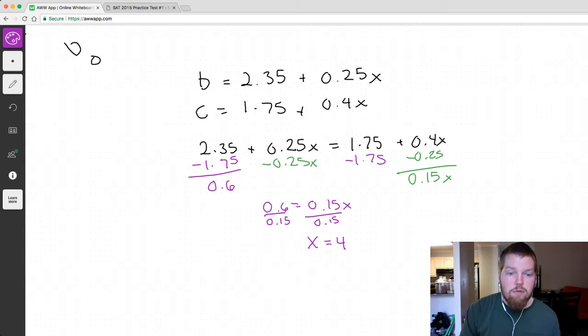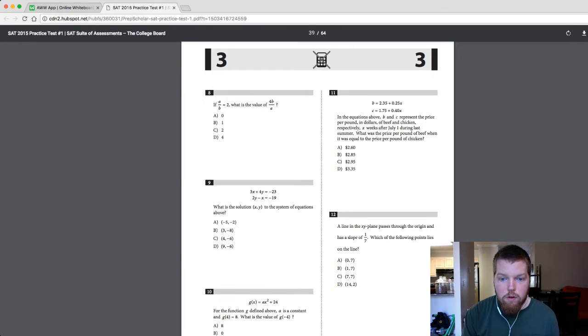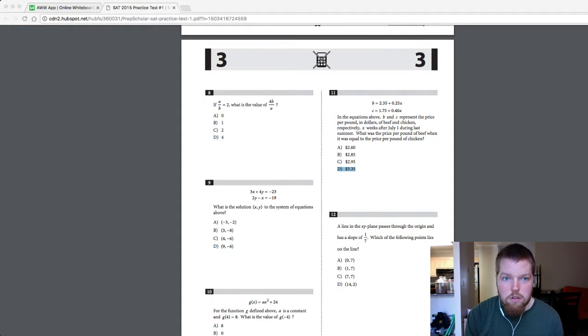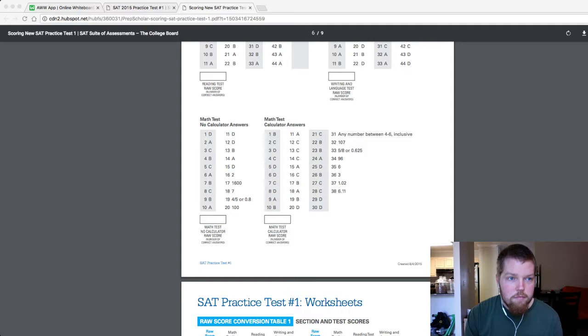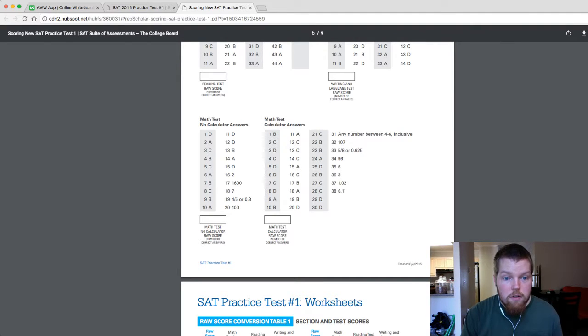So now it says what's the price of beef when it was equal to chicken. So after 4 weeks in July, their prices were equal. So we're going to substitute 4 up in here for this x. So we'll get 2.35 plus 0.25 times 4. 4 times 0.25 is 1, so we'll get 2.35 plus 1, final answer of $3.35. $3.35 is D. And let's drag the answers over here. So we have those, there we go. And 11, the answer is D.